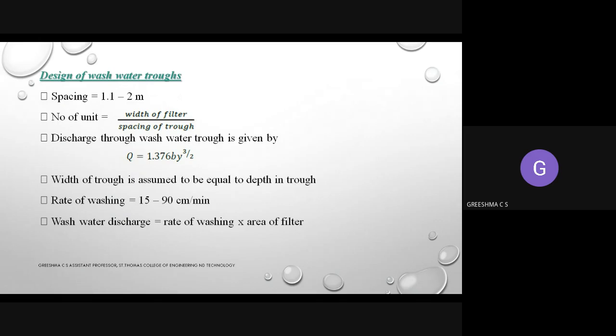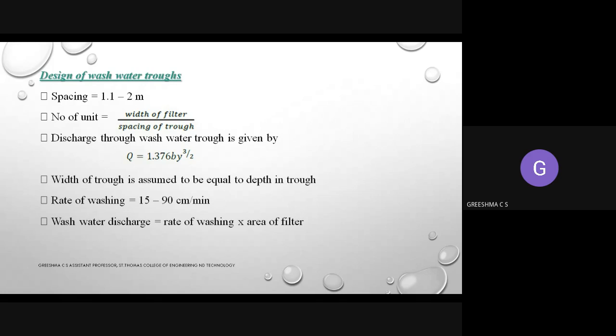Now the discharge, already discussed, is 1.376 b y to the power 3 by 2, where b is the width and y is the depth of water. The width of the wash water trough is assumed to be equal to the depth of the trough. For the wash water trough, the depth and width are almost equal.